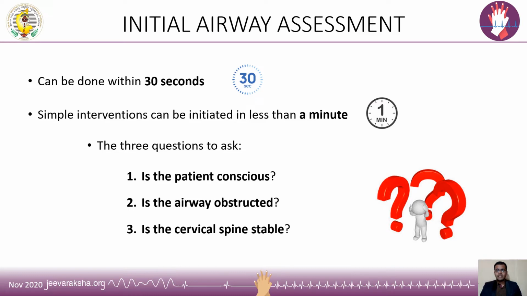So when it comes to the initial airway assessment, the basic thing is you have to be very quick in assessing the airway. It can be done in the first 30 seconds as soon as you receive the patient. Simple interventions can be initiated in less than 1 minute when you know that the patient has respiratory distress. Before going into the assessment, the three important questions you are going to ask with respect to the airway are: is the patient conscious? The second question is, is the patient's airway obstructed? Third question is, is the cervical spine stable?